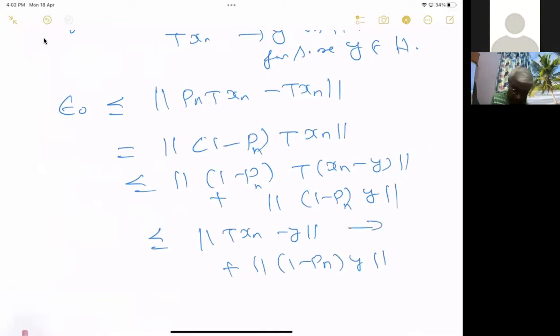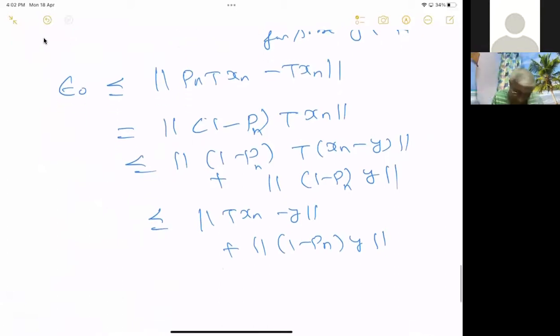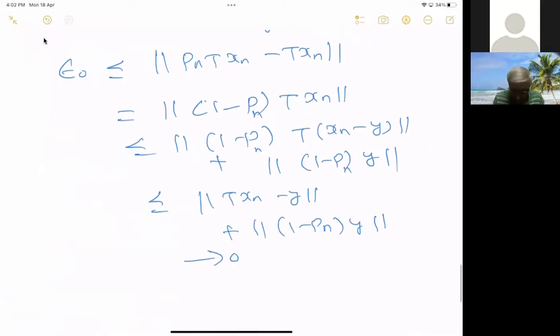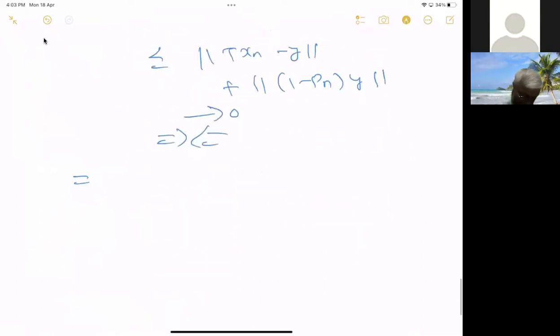They both go to 0. Pn y goes to y in norm for all y. That's what you have proved. And because this goes to 0, but it's greater than epsilon naught, which is a contradiction. So this implies Pn T converges to T in norm. So if you have any problem, tell me. You can tell me later also.